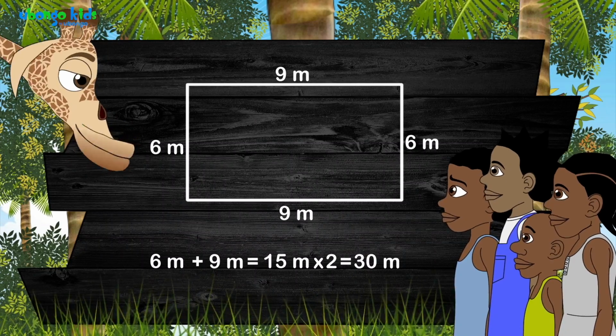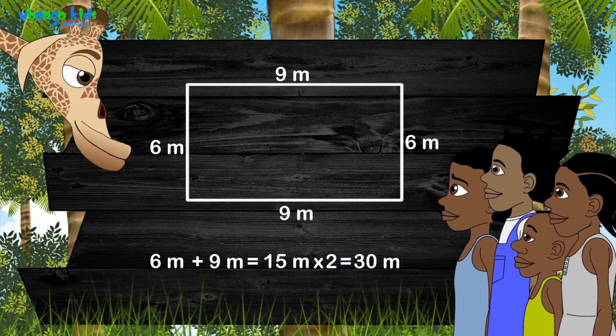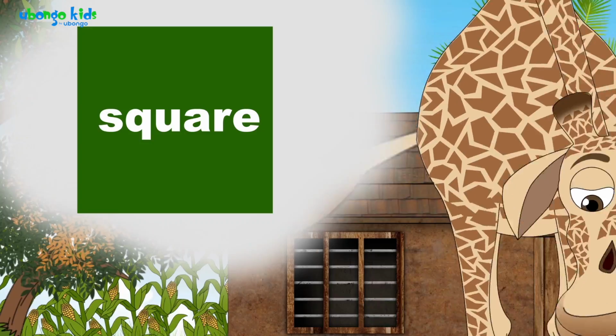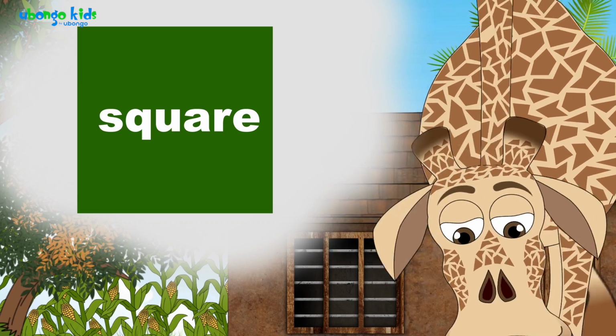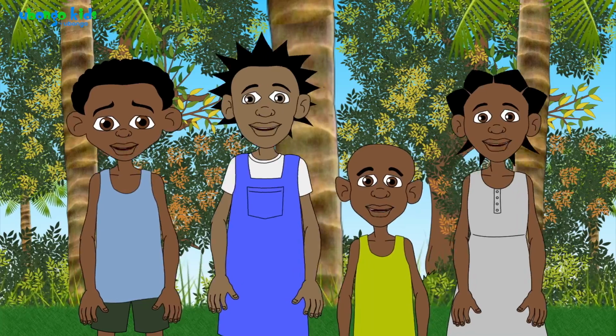There are a lot of shapes. I cannot finish them all. For example, a square: all 4 sides are the same, so you can take the length of one side and multiply by 4. I'm not going to teach you more. I know you understand. Yes, we understand.